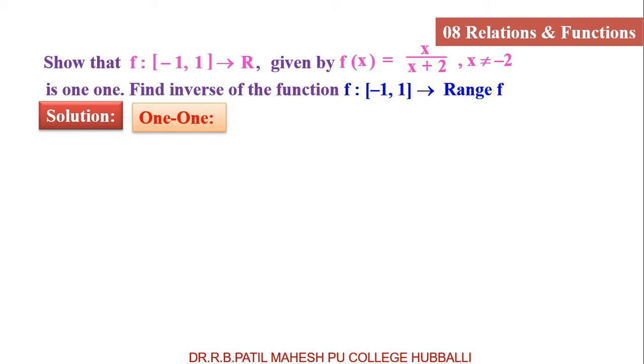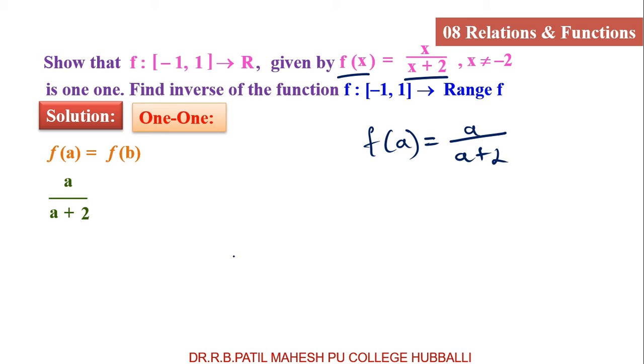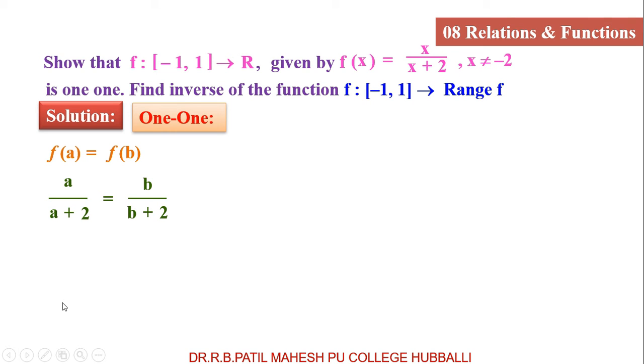Let me go for first 1-1 function. f of a is equal to f of b. Suppose images are equal, then f of a, according to f of x equal to x upon x plus 2, just write a in place of x, then I'll get a upon a plus 2. So f of a is a upon a plus 2 is equal to f of b, b upon b plus 2. Cross multiplication means a into b plus 2, b into a plus 2.